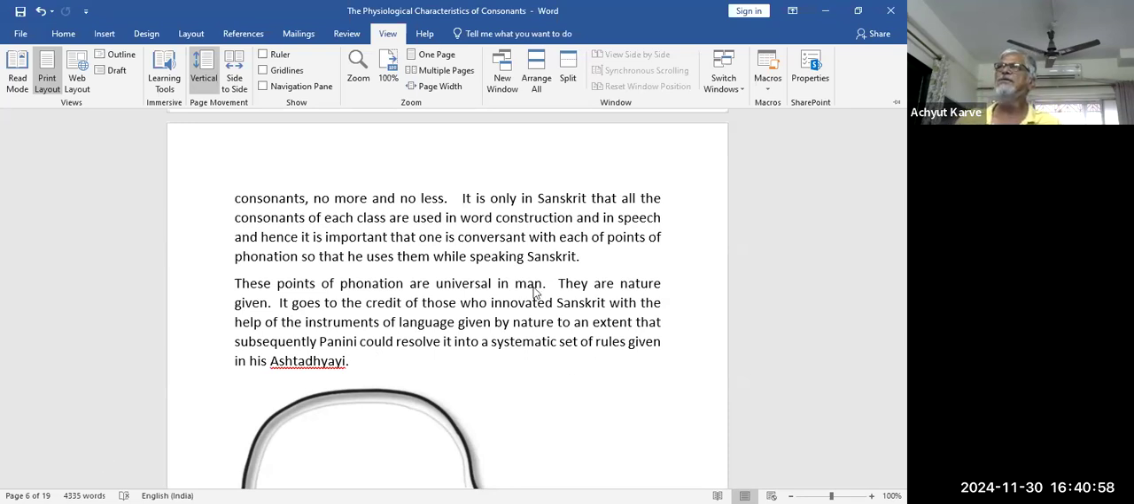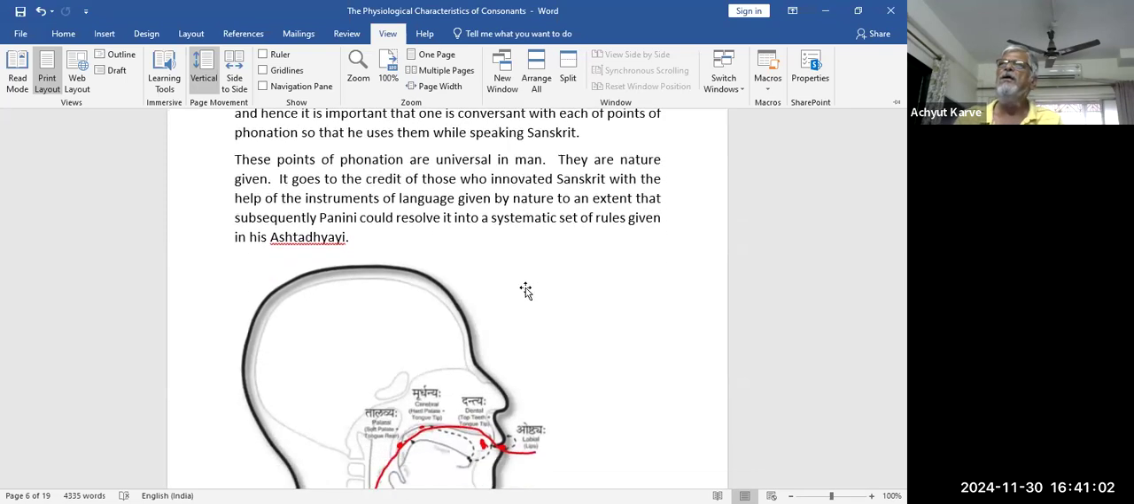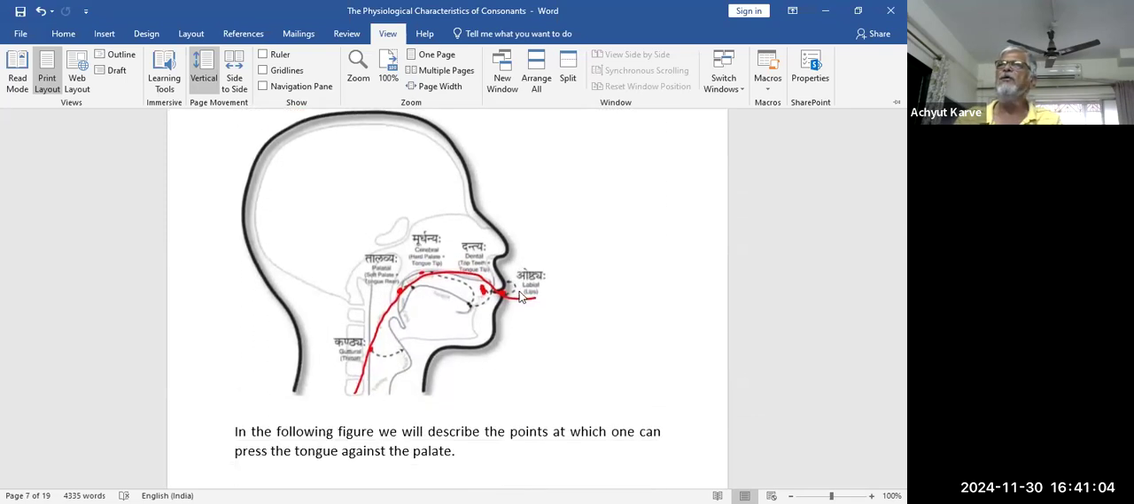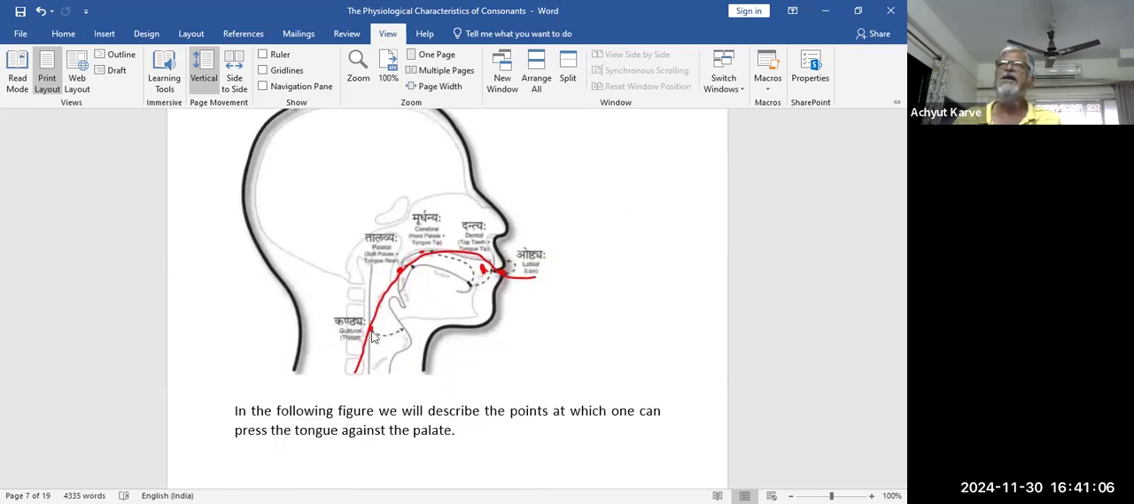So this is the introduction to the whole. Now we will go into the actual part of it. Now here, according to the Paniniya Shiksha: Kanthavya, Kavarga; Talavya, Chavarga; Murdhanya, Tavarga; Dantavya, Tavarga; and Ostavya, Pavarga.